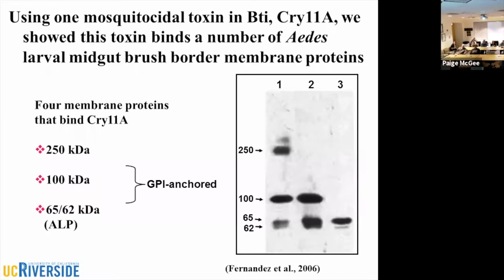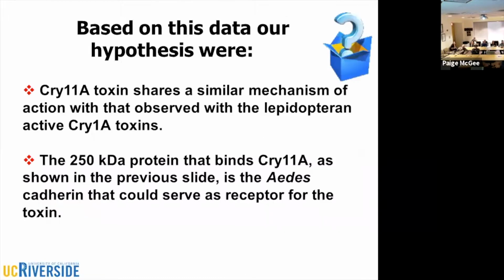One is around 250 kilodalton, the next around 100, and the other around 65 and 62 kilodalton. The two smaller proteins are both GPI anchored proteins. That means they have a GPI anchor attached to the protein. The 100 kilodalton protein is an aminopeptidase. The 65 kilodalton protein is an alkaline phosphatase. The 250 kilodalton protein is a cadherin. We've characterized all three proteins and identified which they are.